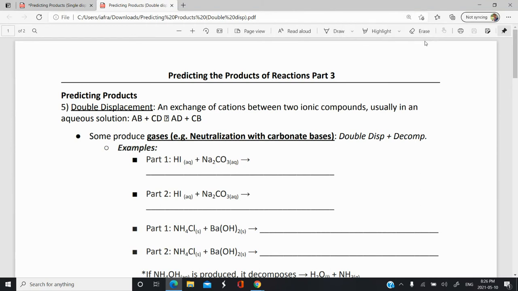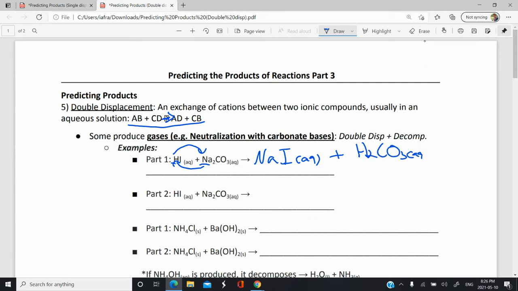So here we have double displacement reactions. This is the general equation for them. And let's go ahead and try the first one, which you've already seen. So the cations switch spots. So the H will go with the CO3 and the Na will go with the I. So that'll make NaI, and that'll be aqueous. And we're going to also get H2CO3. And that's aqueous. And the reason we get H2CO3 is because the H goes with the carbonate.